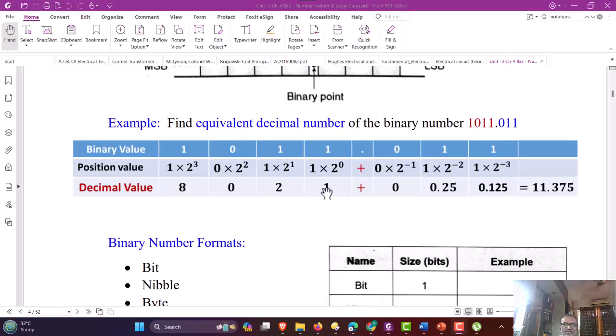Add all the position weights. You are getting the total integer portion. That is 8 plus 2, 10 plus 1, 11. So the integer value will be 11 as shown here.